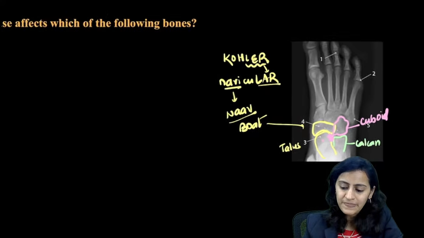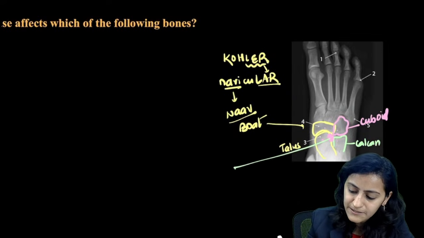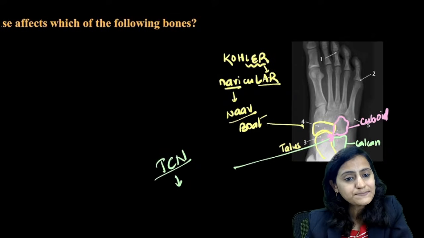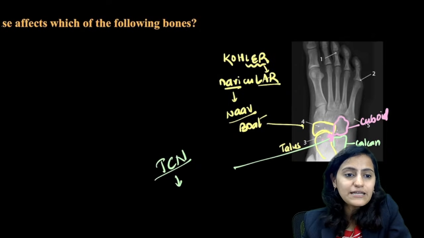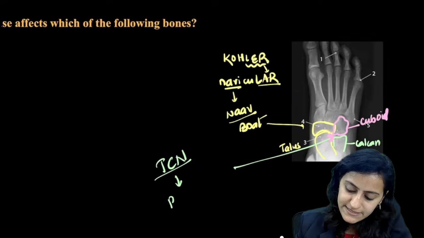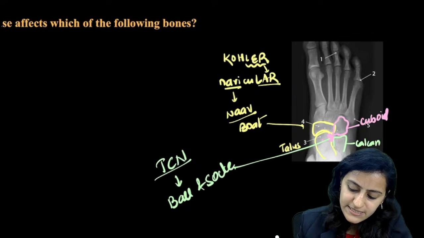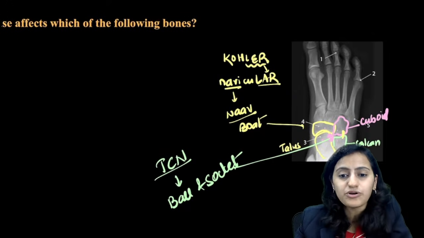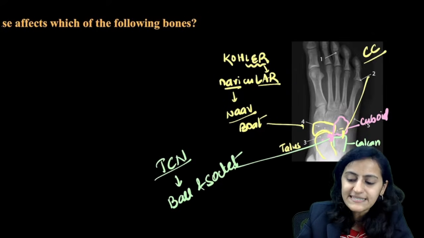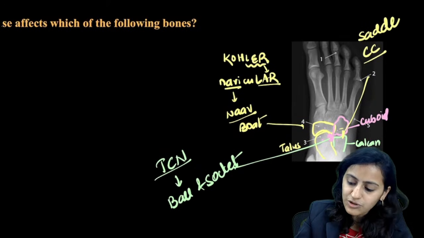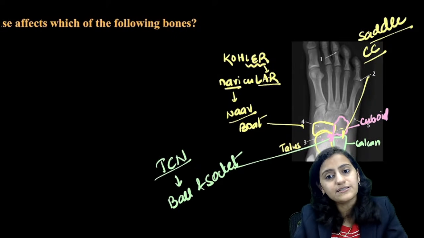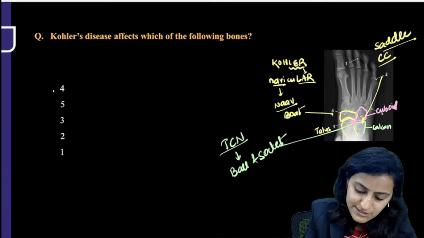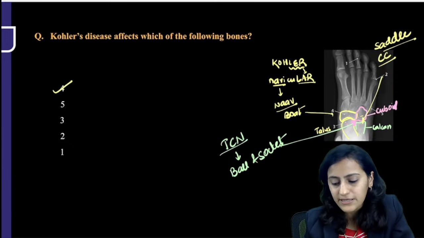You have this talocalcaneo-navicular joint here. Let's just integrate with some anatomy here. Tell me this talocalcaneo-navicular joint is what kind of joint? It is a ball and socket type of synovial joint. The calcaneocuboid joint is a saddle joint. Talocalcaneo-navicular is a ball and socket type of joint. So the correct answer here is 4.